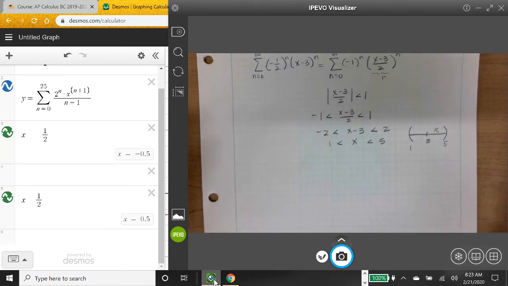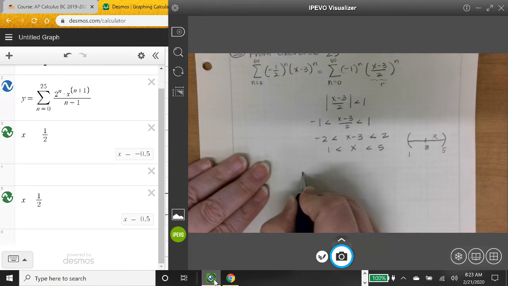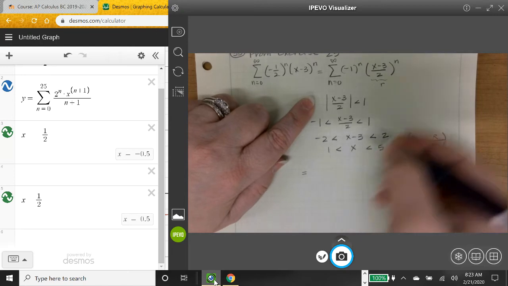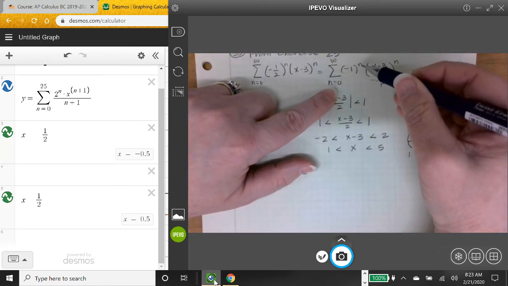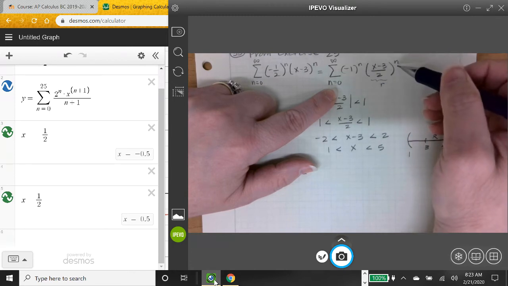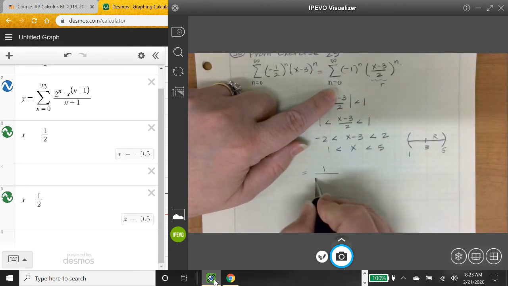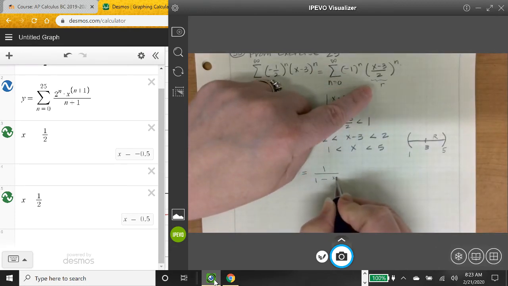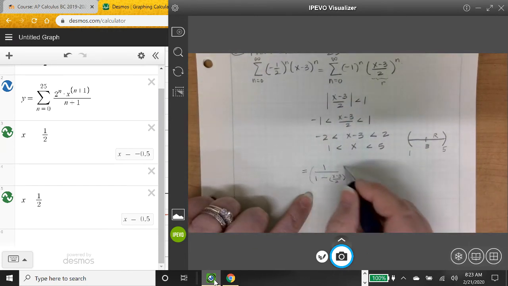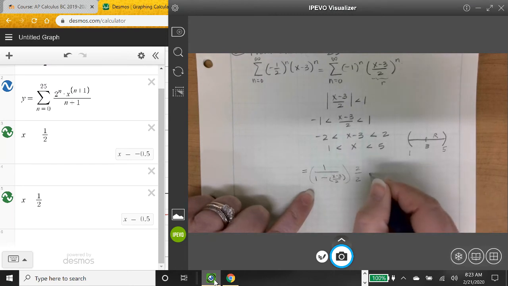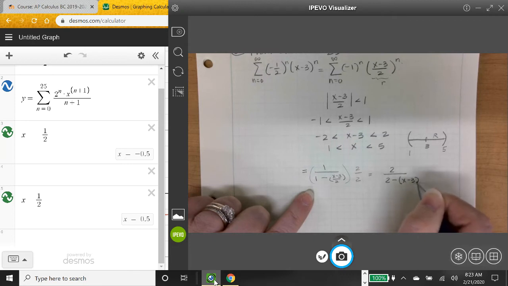So now we have to come up with a function that this represents. Well, what does that represent? Well, it's going to equal a sub 1 over 1 minus r. Well, what is a sub 1? Well, I have to let n equal 0. When I let n equal 0, I got negative 1 to the 0, which is 1. And then x minus 3 over 2 to the 0 is 1. So it's going to be 1 over 1 minus r, which is x minus 3 over 2, which is a double-decker fraction. And I'm going to multiply everything by 2 over 2 to make it nicer. And we get 2 over 2 minus x minus 3.